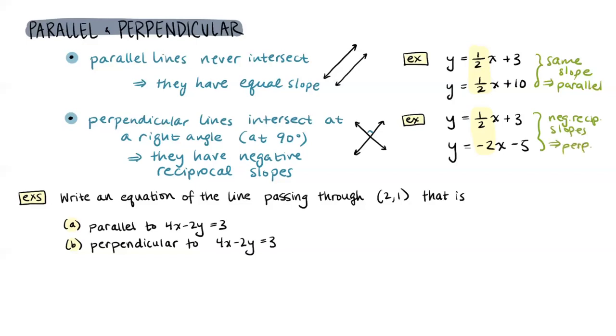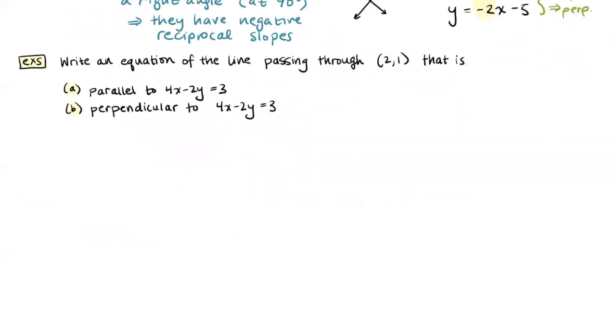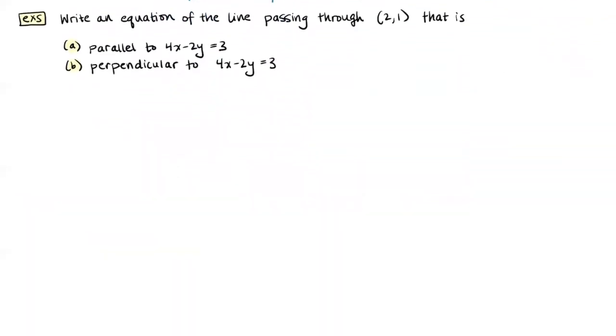All right, so let's look at one example with finding some parallel and perpendicular lines. We're going to write an equation of the line passing through the point (2, 1). In part A, it is parallel to this given line, 4x minus 2y equals 3, and then also a different line that will be perpendicular to this given line, 4x minus 2y equals 3.